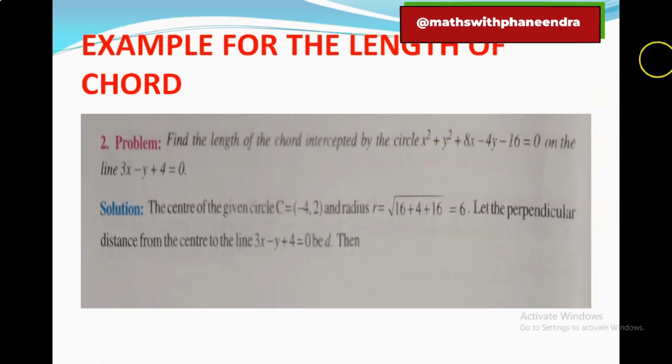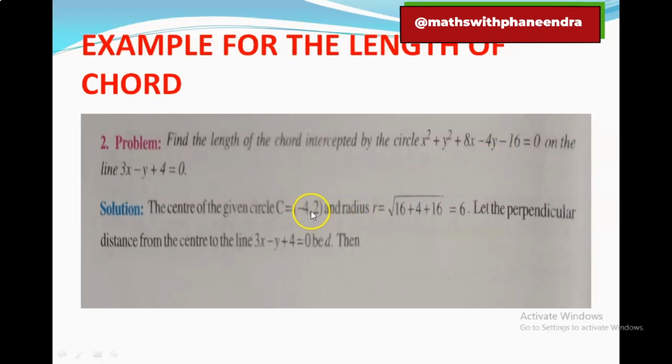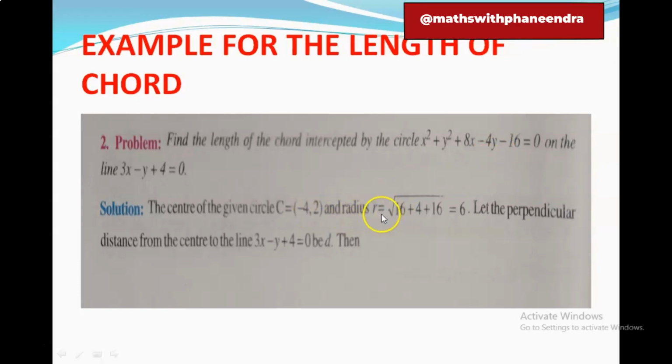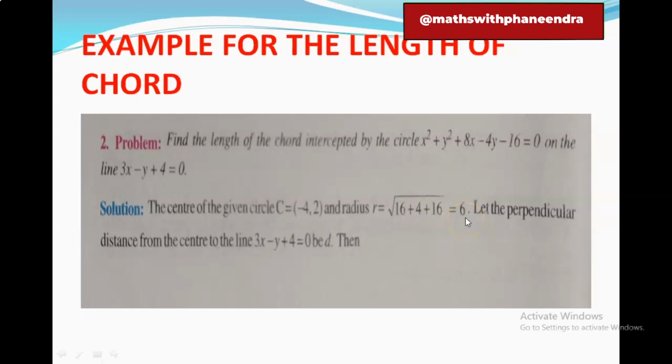So C is equal to minus 8 by 2, that means minus 4, and minus of minus 4 by 2, that means plus 4 by 2, so 2. So this is the center of the circle, and radius r equal to root of g square plus f square minus c. This value is g square, this value is f square, and c value is minus 16. So 16 plus 4 minus of minus 16 is plus 16. 16 plus 16 is 32, plus 4 is 36. Root 36 is 6. Radius is equal to 6.